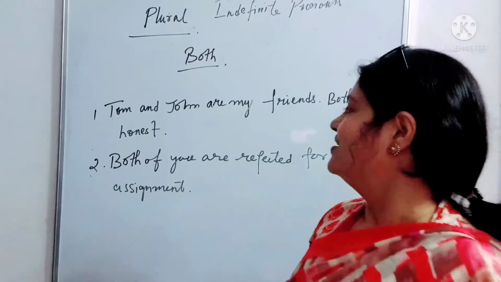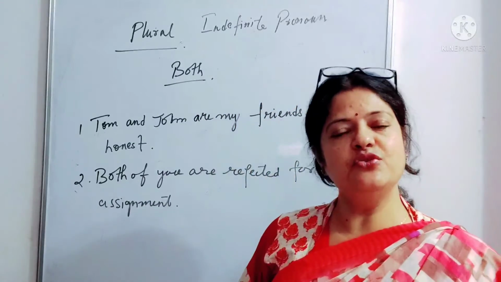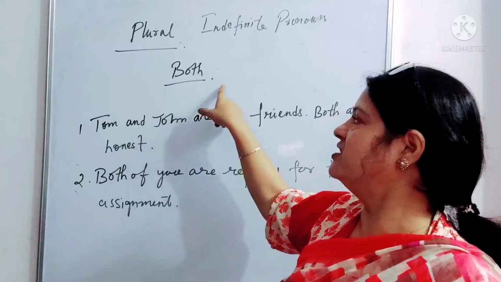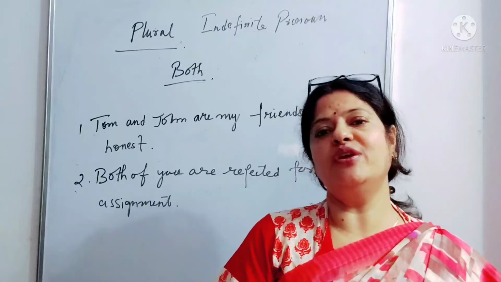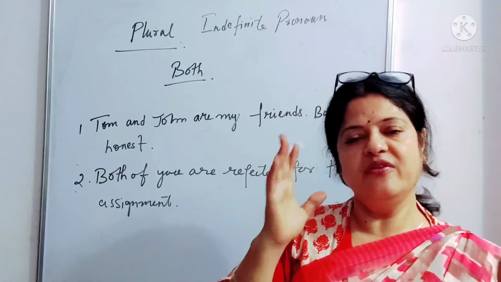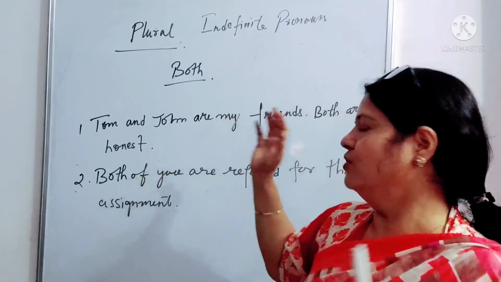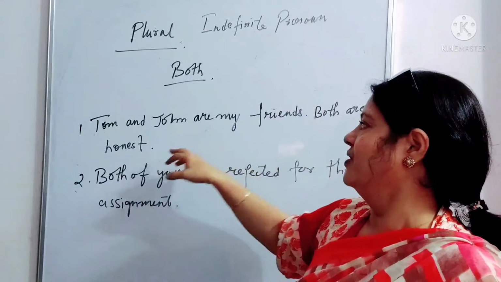Okay. So our next indefinite pronoun, which is always used in plural, is both. So the first one is both. We know that both is actually used for two persons. If we talk about two persons, we always use both. So naturally it is a plural indefinite pronoun.